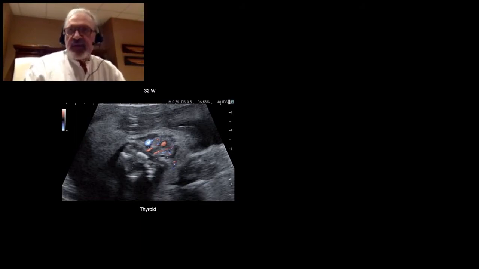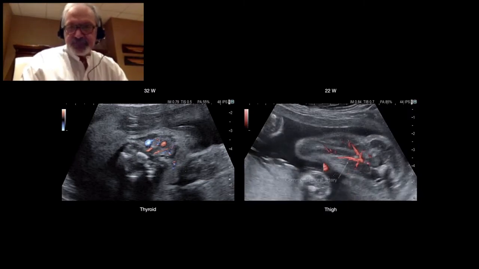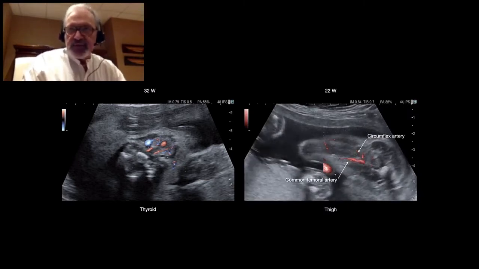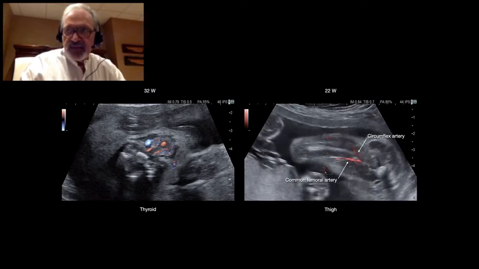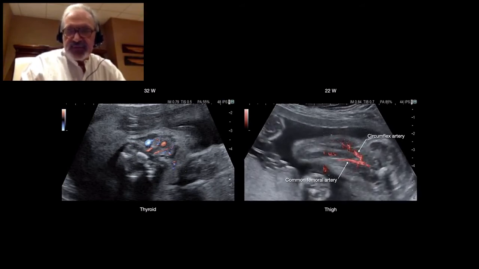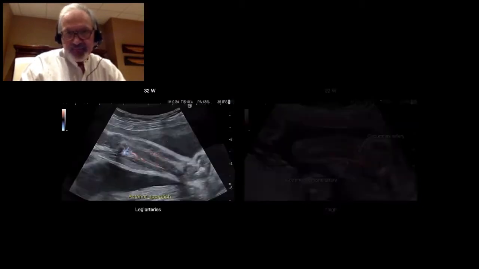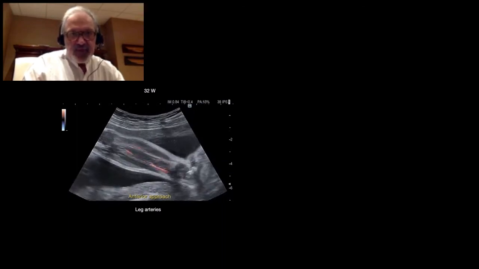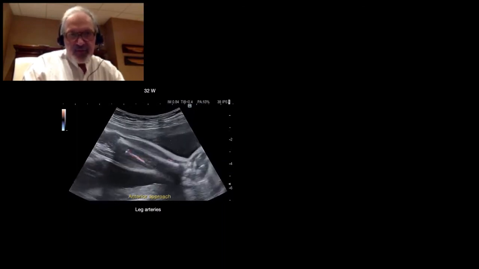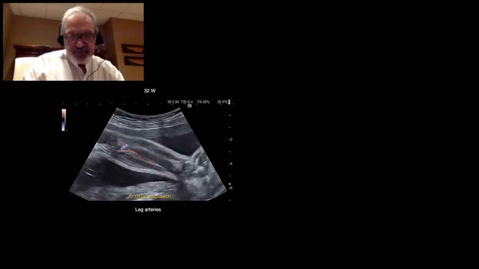Another example, at the side, we can recognize the common femoral artery and the circumflex artery, as well as the perforating arteries in the muscles. These are very, very small arteries. In the leg, we have anterior tibial and fibular arteries. We can follow these vessels very easily in the anterior approach.